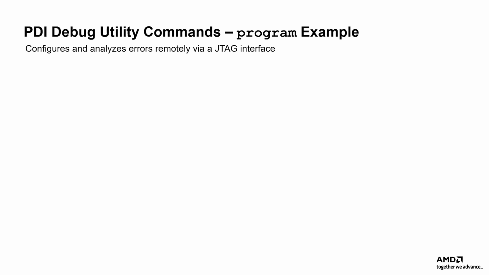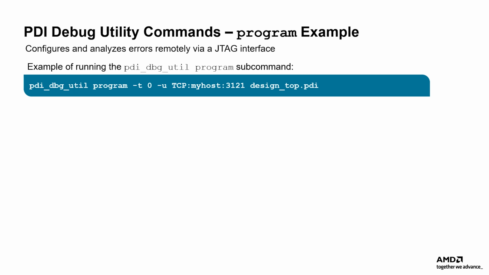The program subcommand configures and analyzes errors remotely via a JTAG interface. Let's take an example which is similar to the one used for the Analyze Hardware subcommand, where a PDI is programmed on the wrong targeted device. Here is the command used for this example, and the output can be seen below.